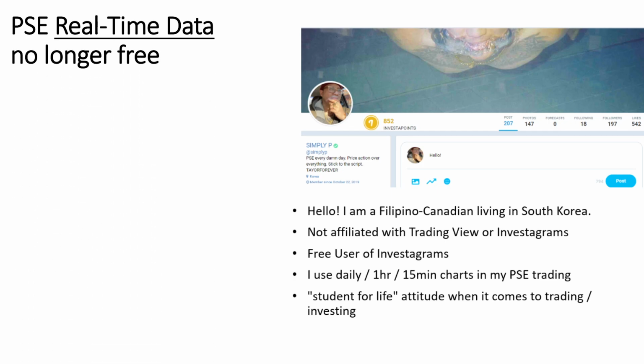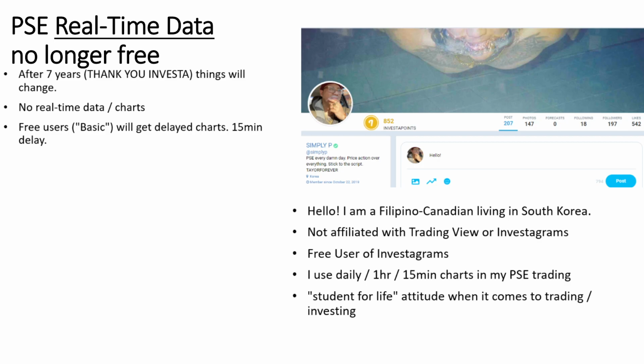So what's the big news? The big news is PSE real-time data is no longer free. As you may have already heard, after 7 long years, things will change. Thank you very much, Investagrams, for all the free real-time data that we've enjoyed so far. But as of January, no real-time data, no real-time charts will be free.